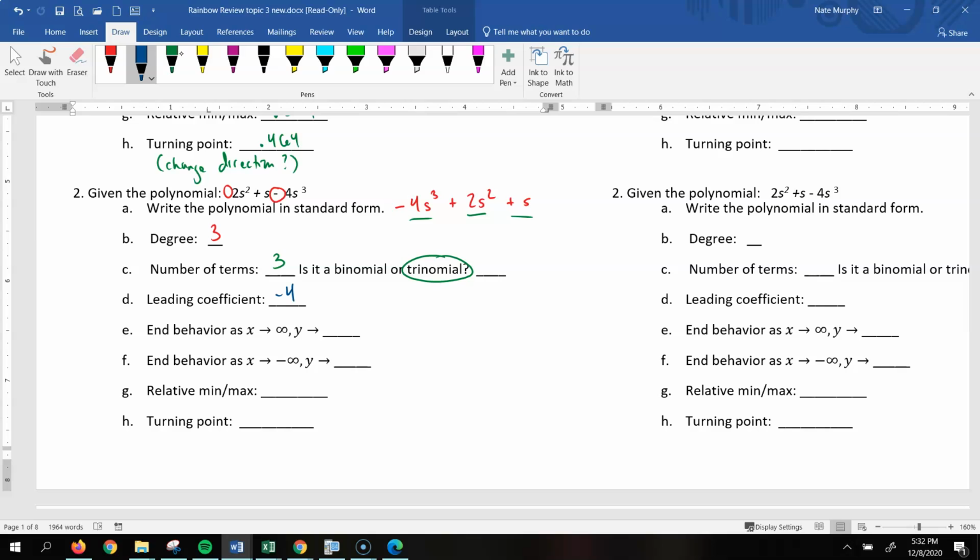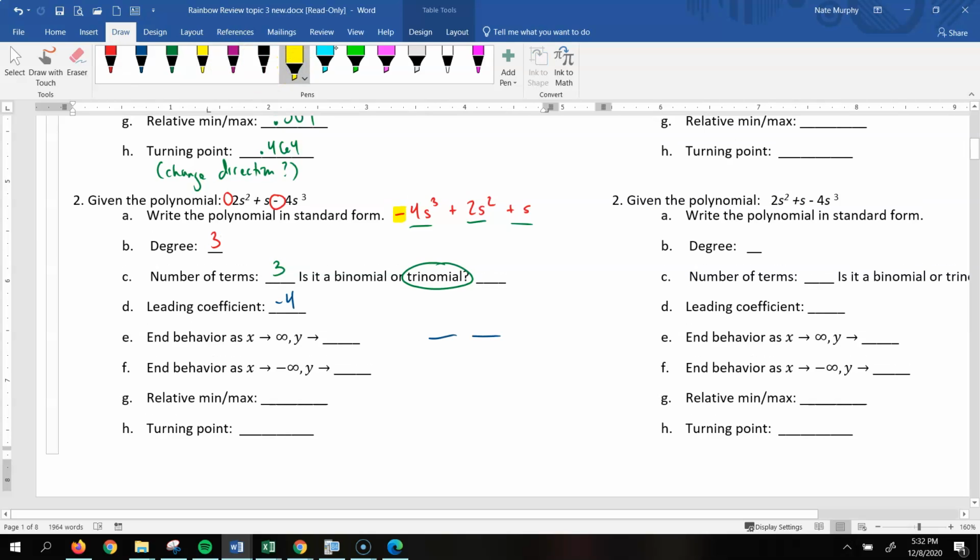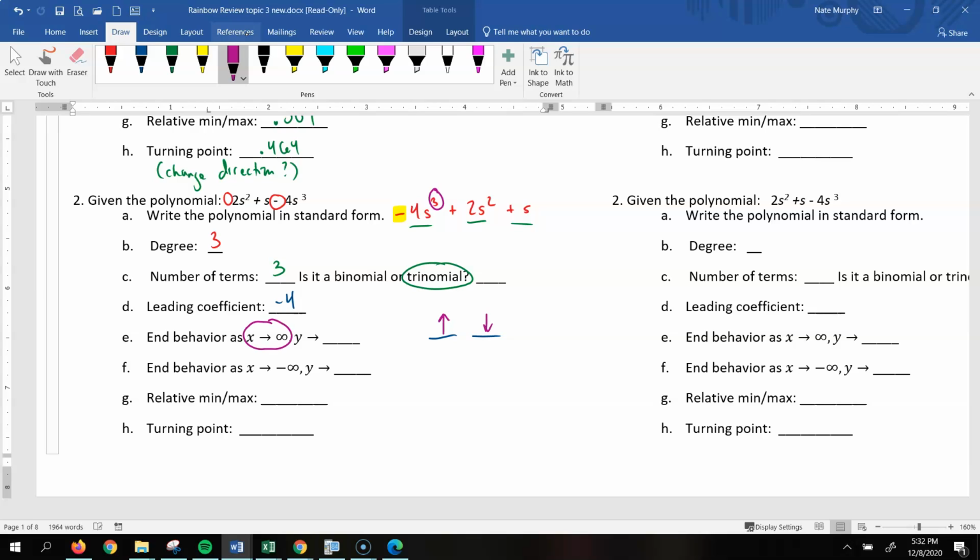And then let's look at the end behavior for this one. So again, we'd have 2 blanks, one for the left side, one for the right side. So we see that the leading term is negative. So that means the right side of the graph is going to go down. And the fact that this is an odd exponent means that the left side of the graph is going to go in the opposite direction. So remember, as x approaches infinity, that's referring to the right side of the graph. So the right side of the graph is going to be going down.